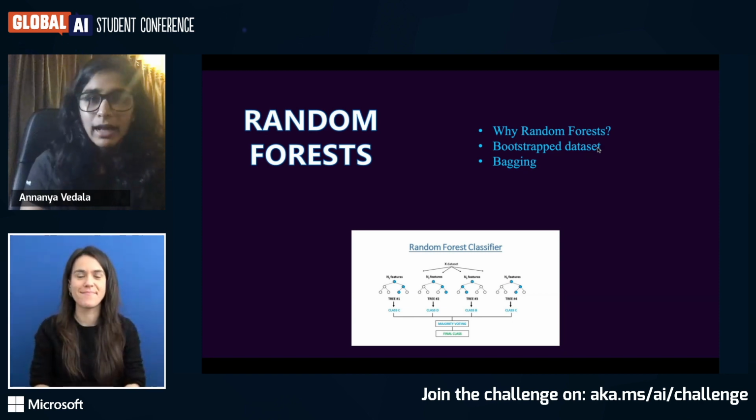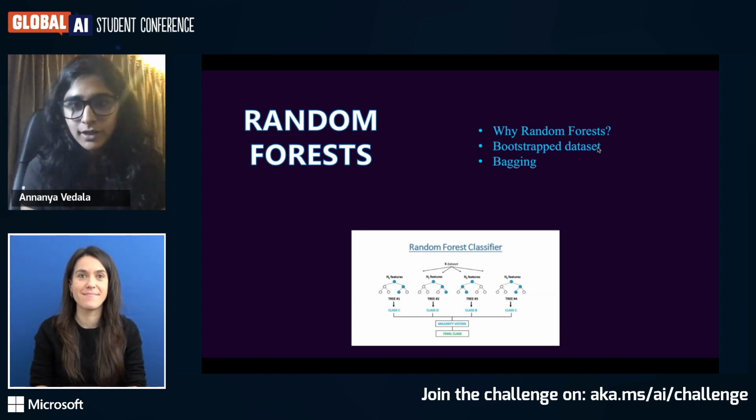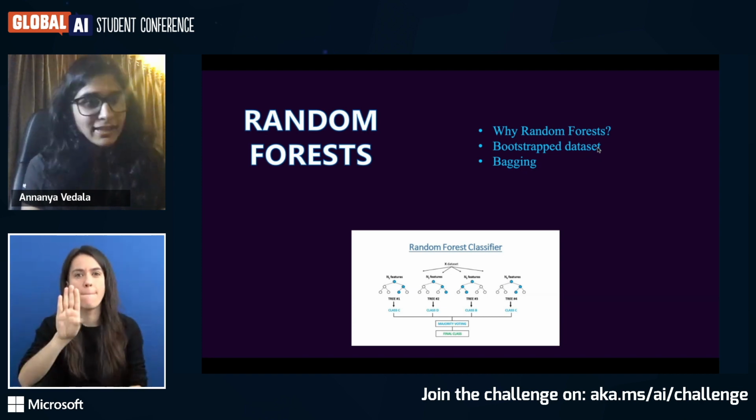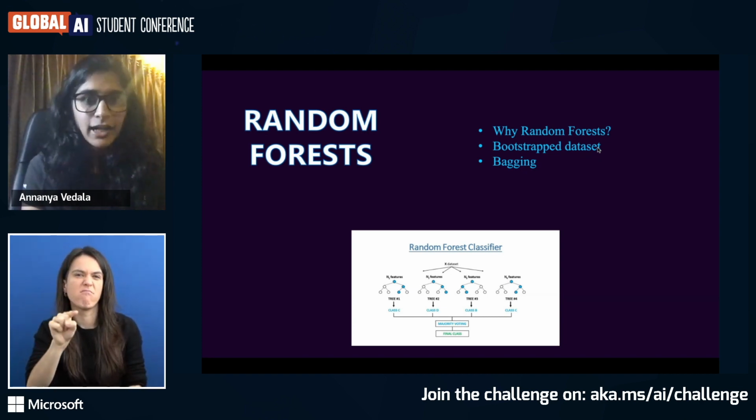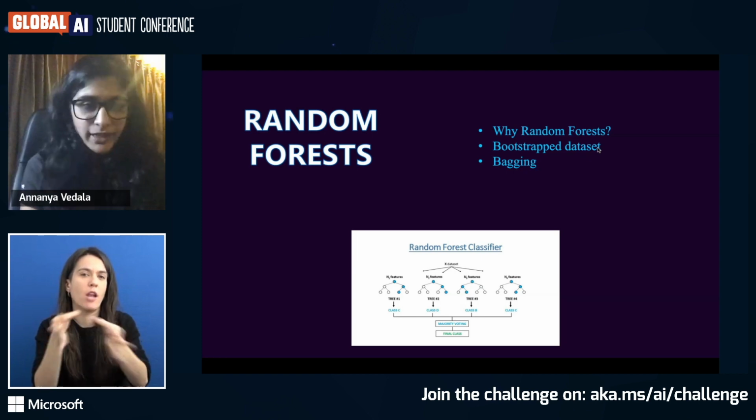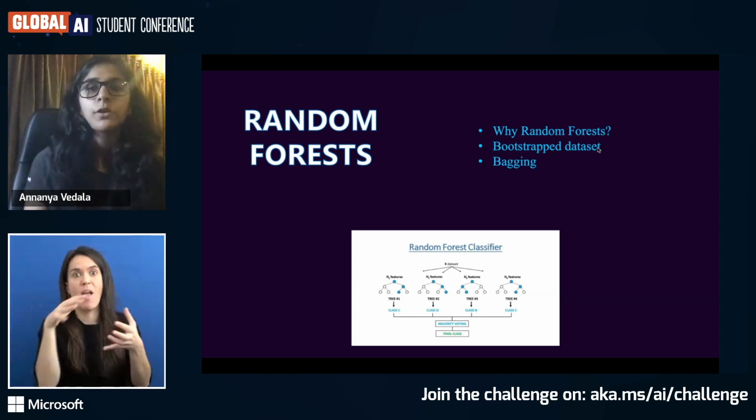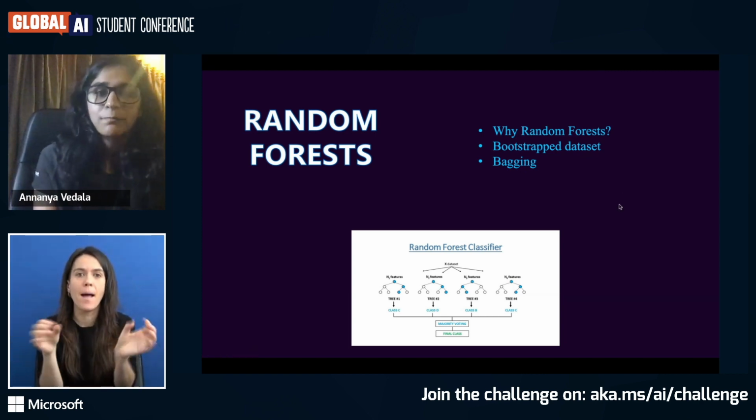When you're taking the majority of all of your results of all the decision trees and giving one class to it, that's the point. That's how random forest works. So you bootstrap your data and then you bag it and come up with one final class. This is like the solution of your decision trees.